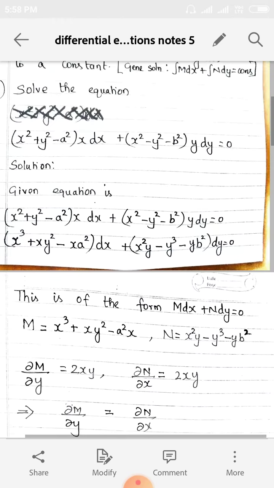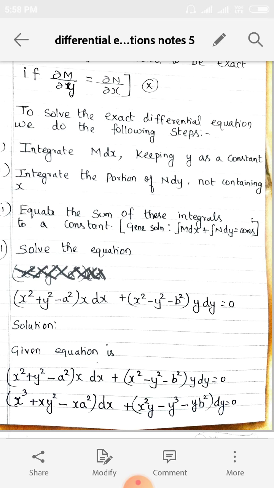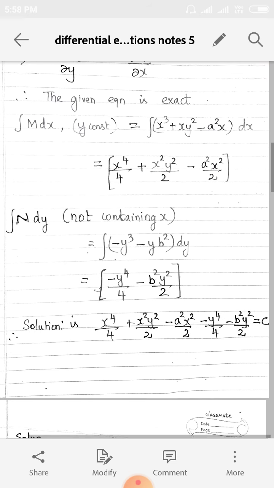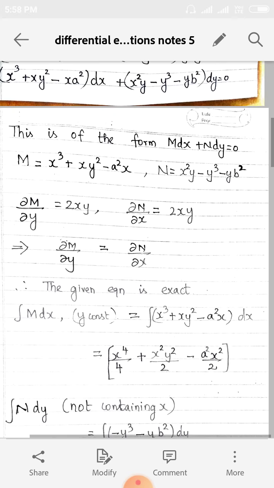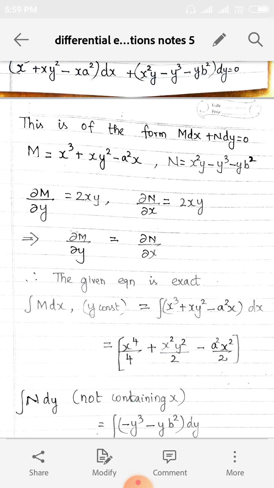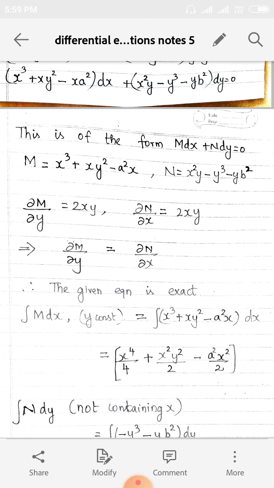That is the second step. Integrate the portion of n dy not containing x. So n should not contain the x term. So what is the term? N is equal to x cube y, x square y. So no need to take that term x square y, because it contains the x term. So leave that first term. So consider the second term. Second term is minus y cube, and third term is y b square.